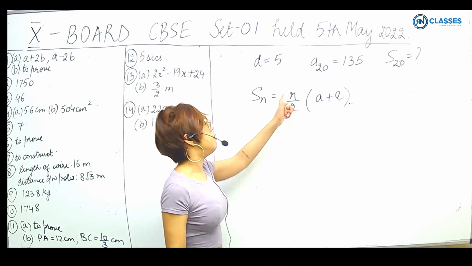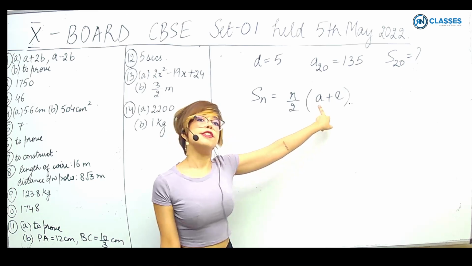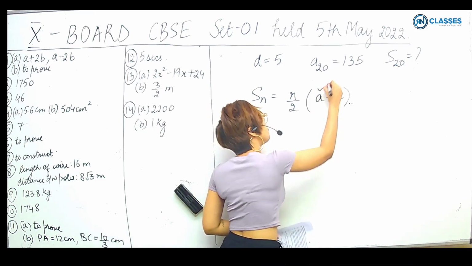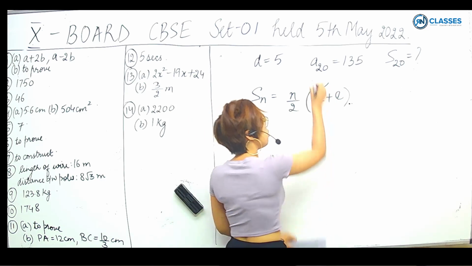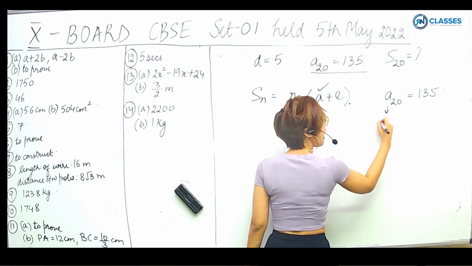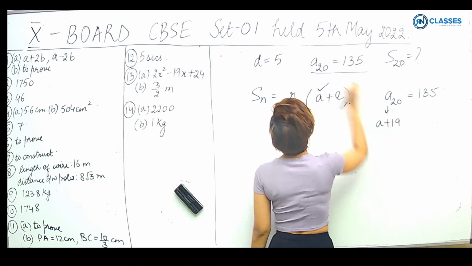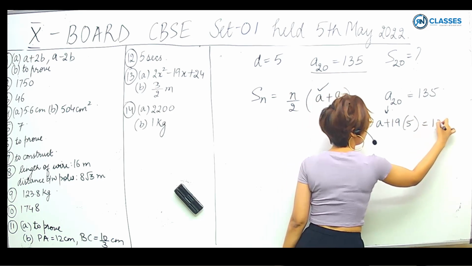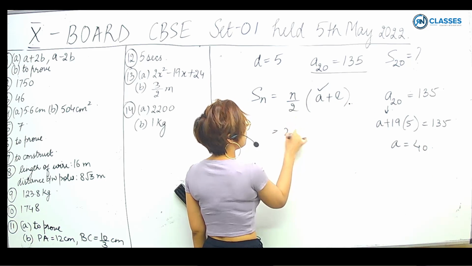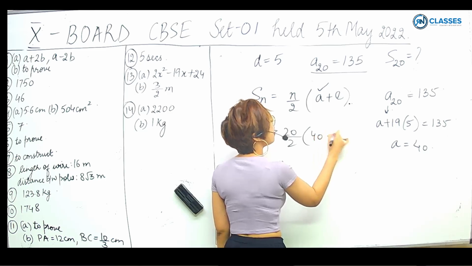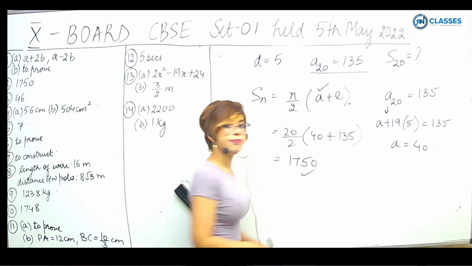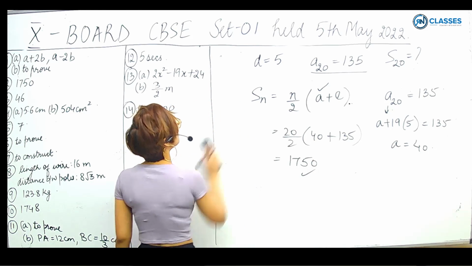Right? In this, obviously I know n, which is 20. I don't know the first term, but I know l, which is the last term, which is given to me. So in order to find the sum, I need the first term. For first term, obviously I can utilize a20. So a20 is 135. I can write a20 as a plus 19d. Now common difference is given, so that is 5, equal to 135. From here you can get the value of a, which is 40. So this is 20 by 2 into 40 plus last term, which is 135, and the answer turns out to be 1750. Right? Moving on to the third question now.